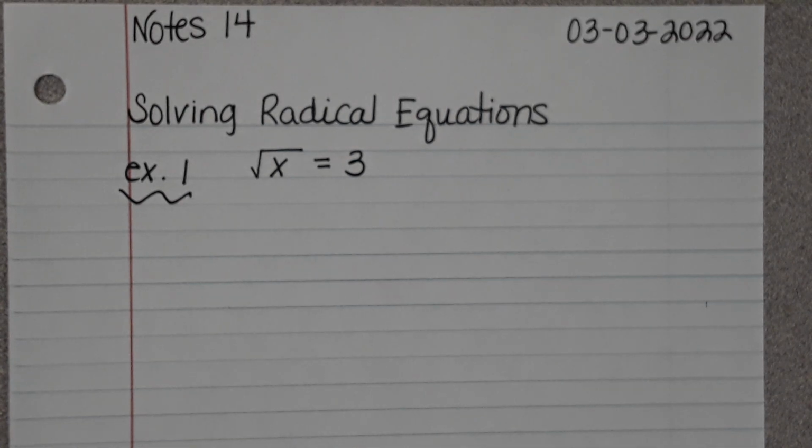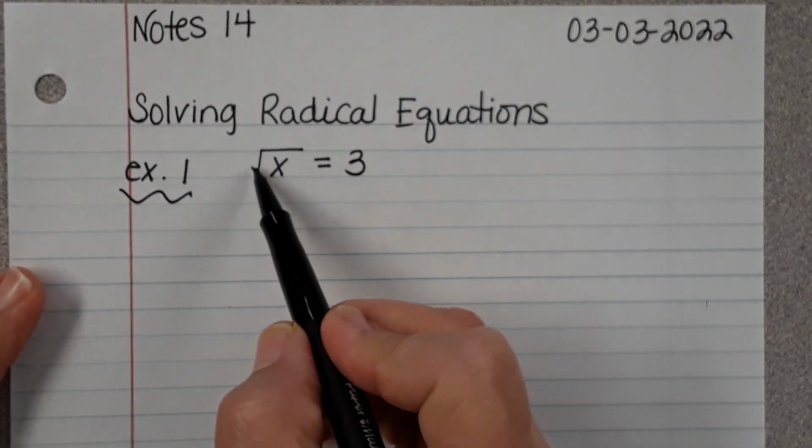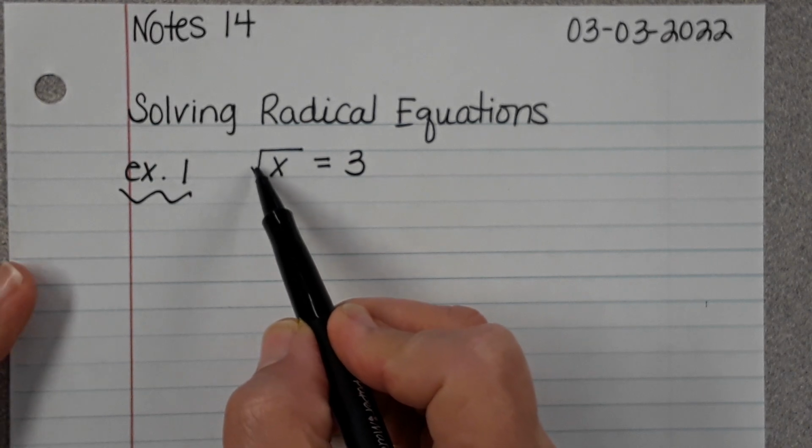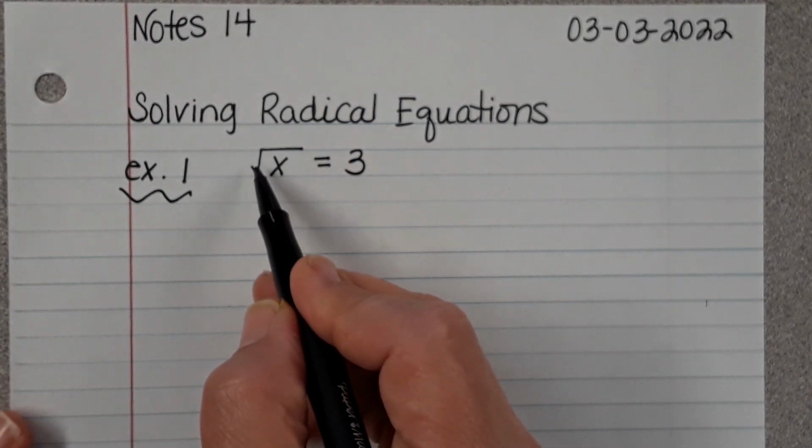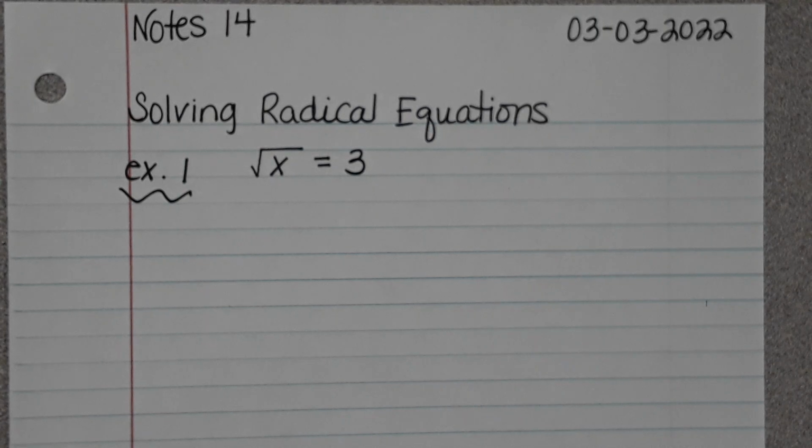So, you guys, what number is right there if you don't see it? 2. Whatever that index is, that's what the root is. 2, 3, 4. The inverse or the opposite of it is to square it, to cube it, to raise each side to the 4th power.